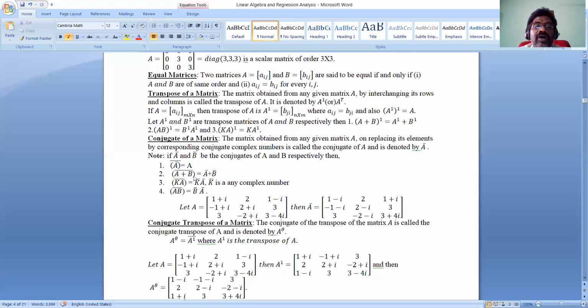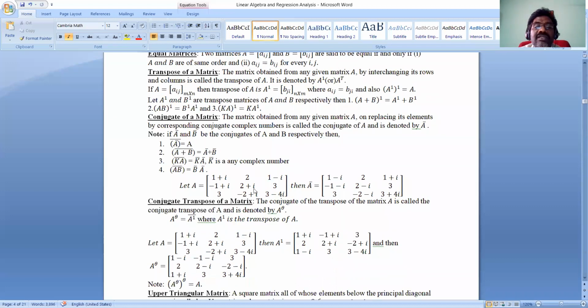A plus B whole bar equals A bar plus B bar. In the same way, if K is any scalar or a complex number, K A whole bar equals K bar A bar. If K is any real number, then K A whole bar equals K into A bar. Also, AB whole bar equals A bar into B bar. These are the basic properties of the conjugate of a matrix.